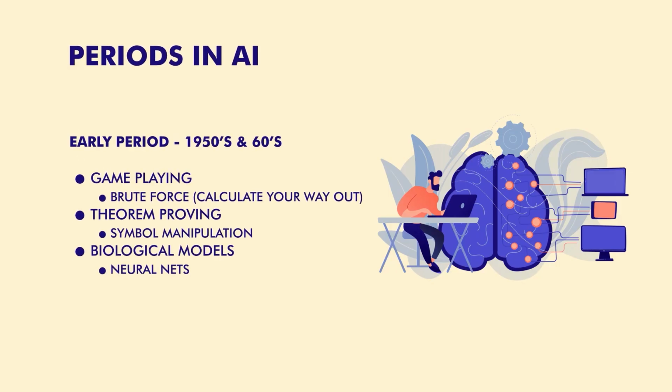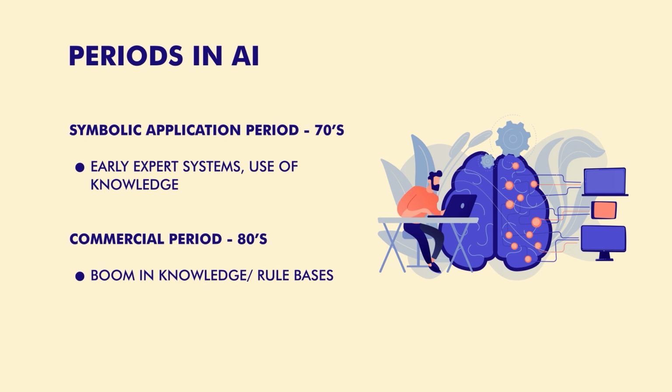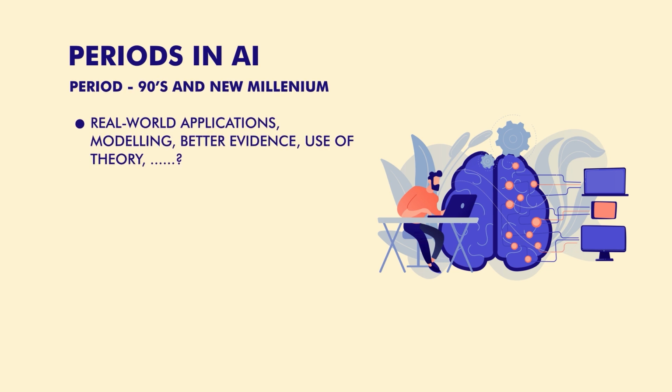Early periods, that is 1950s and 60s: game playing, brute force, theorem proving, symbol manipulation, biological models, neural nets. Symbolic application period, that is 1970s: early expert systems, use of knowledge. Commercial period, that is 1980s: boom in knowledge and rule-based systems. Periods in the 90s and the new millennium.